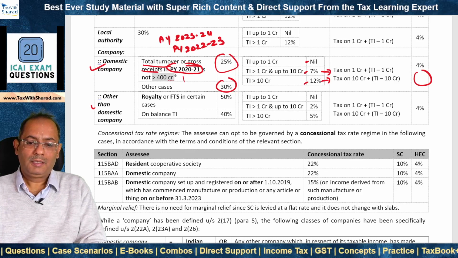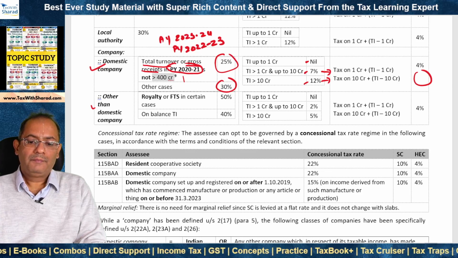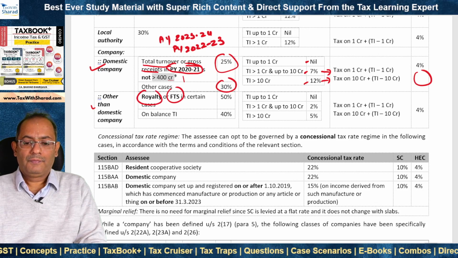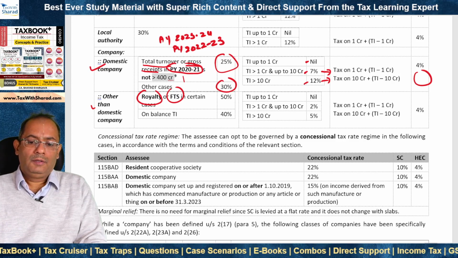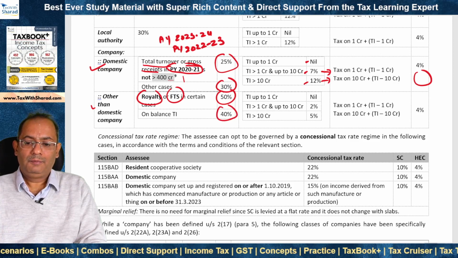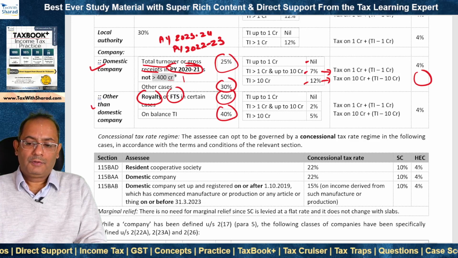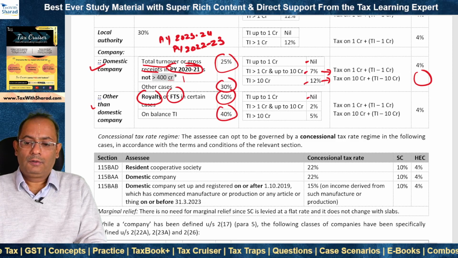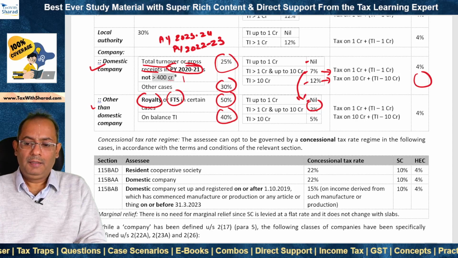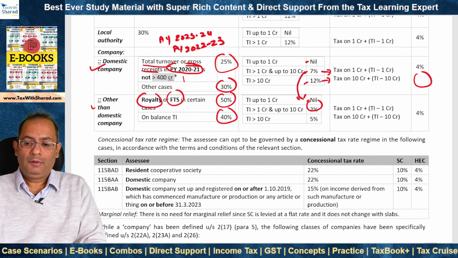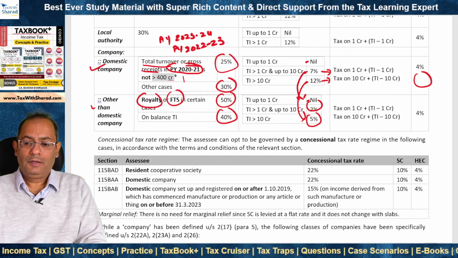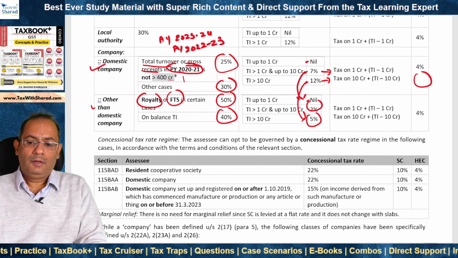If the company is other than a domestic company, if the company is a foreign company, then as far as income in the nature of royalty or FTS, fees for technical services, is concerned, the rate of tax will be 50% flat on such income, and on the balance total income, the rate is a flat 40%. The rate of surcharge is nil for total income up to 1 crore. Beyond total income of 1 crore and up to 10 crore, the rate is 2%. So it is lower than 7% in the case of a domestic company. And the rate of surcharge for total income beyond 10 crore is 5%, which is less than 12% in the case of a domestic company. So the rate of surcharge in the case of a foreign company is slightly lower than that for a domestic company.